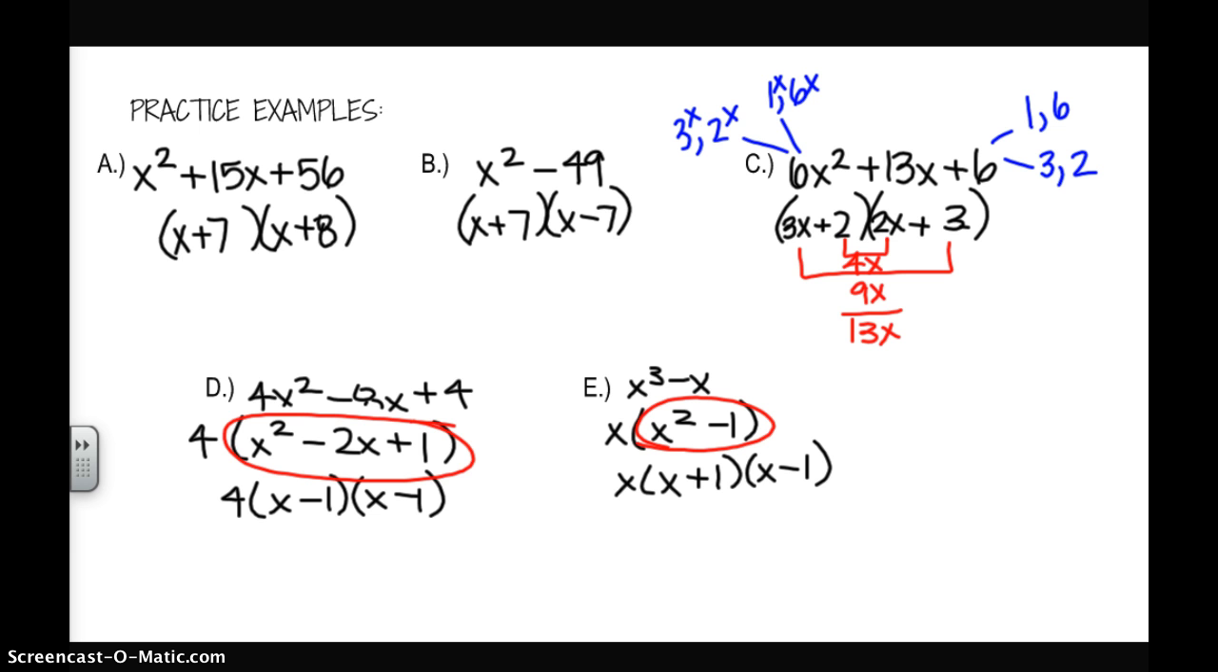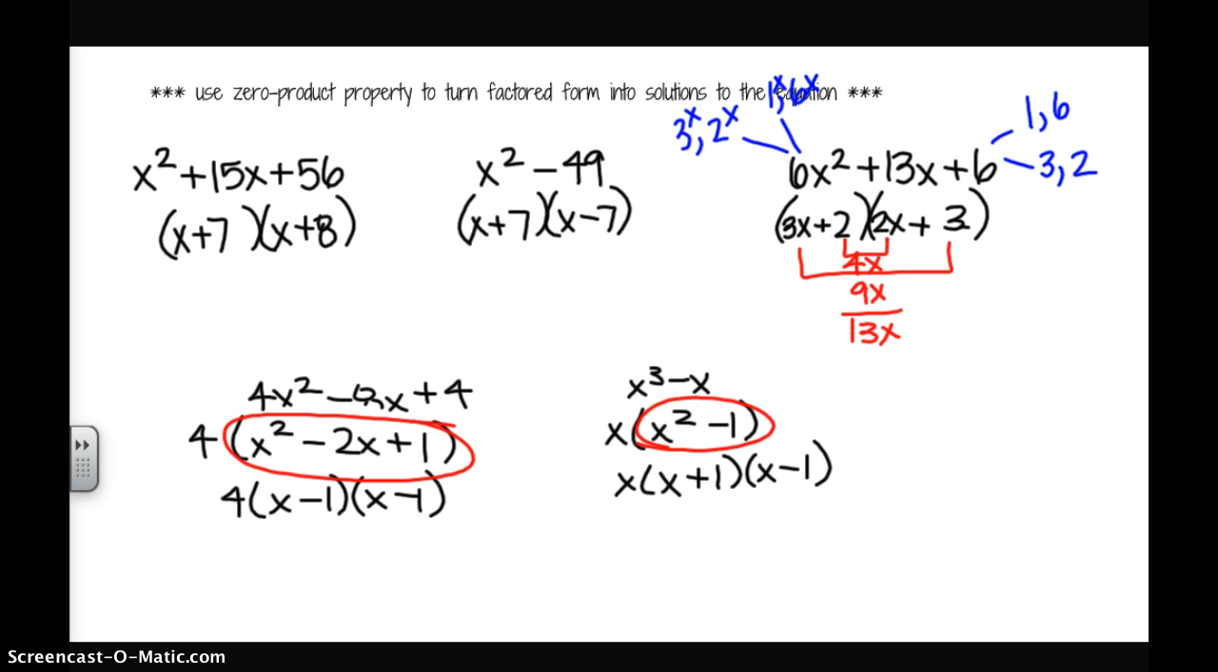So, this is factoring. And we're going to take some time and talk about factoring. Tomorrow, when we talk in class, we're going to get a little bit more into what's called the zero product property that changes these and helps you turn the factored form into actual solutions. So that's what we're going to talk about in class tomorrow.